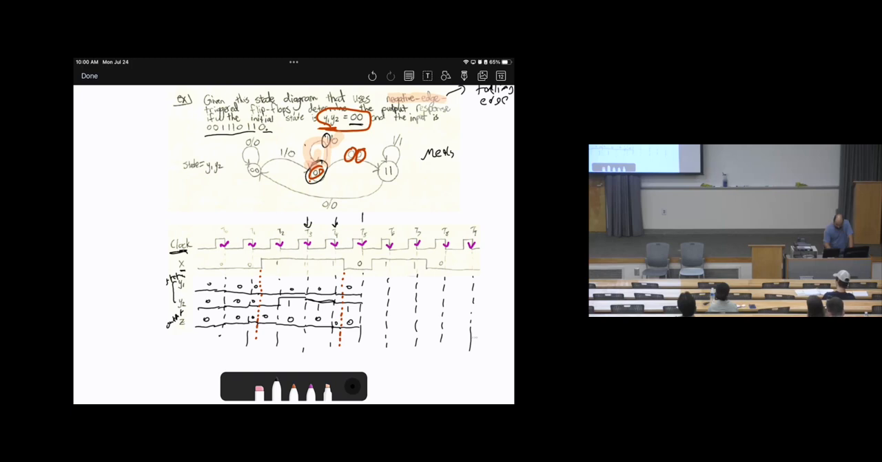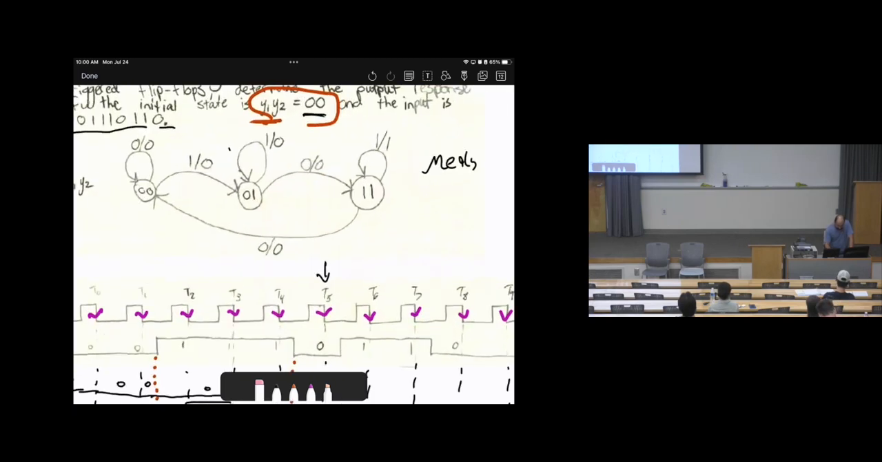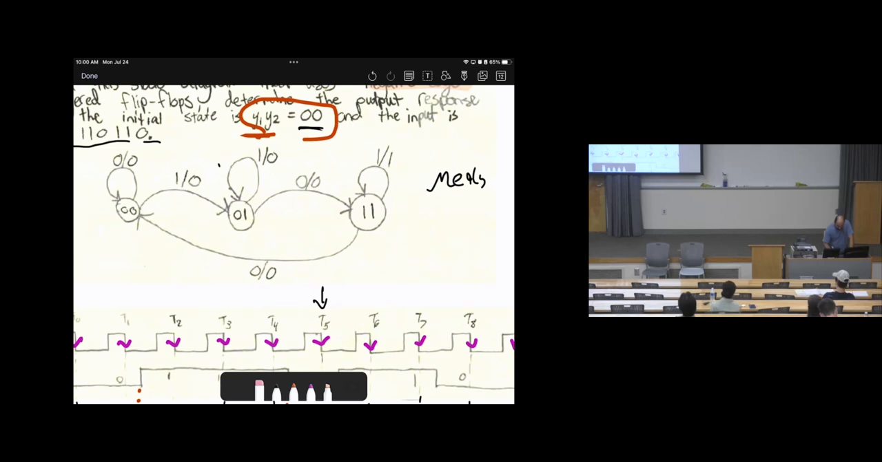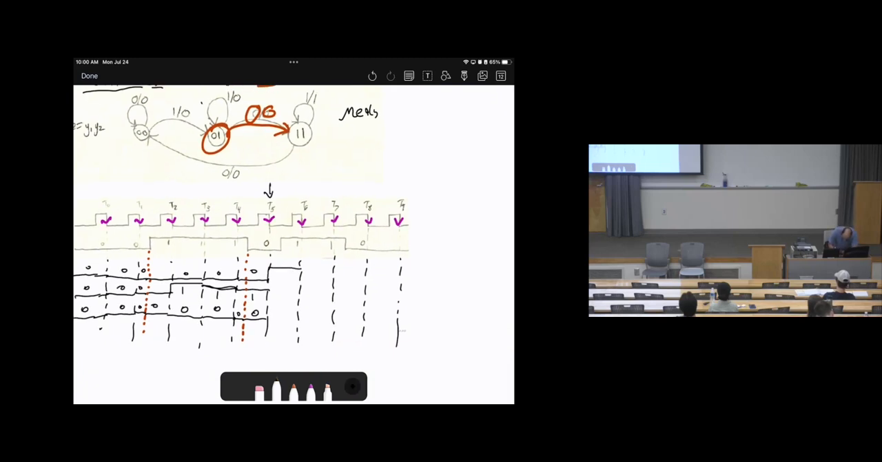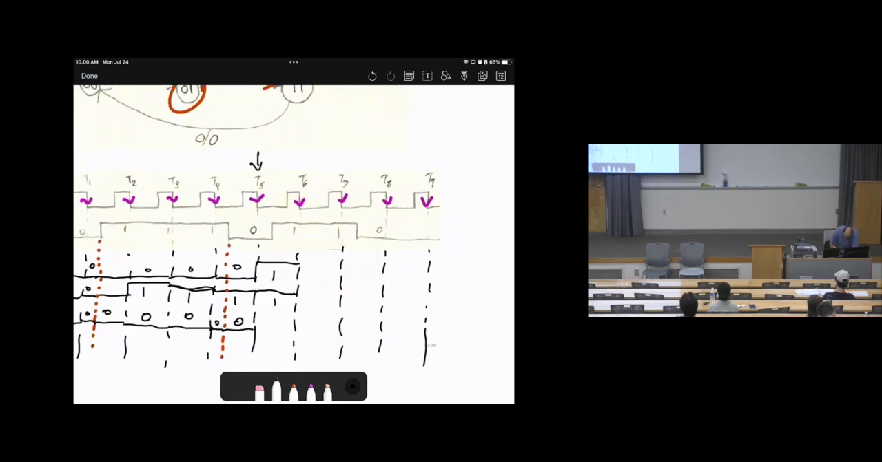Then at T5, let me erase everything. We are now at T5. With T5, the input is 0. Let's follow. We are at 0, 1. The input is 0, the output is 0, then the next state will be 1, 1. This will make both y's 1, 1. So I'm going to update this y1 to be 1. y2 will remain 1. Okay. What will happen to the outputs? The output is 0. Therefore, it will remain 0 as well. Okay?